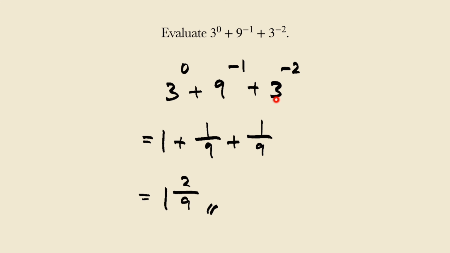Okay, see this? Well, I can write this as 1 over 3 squared. Notice the power negative 2 becomes power positive 2. So 1 over 3 squared. What's 1 over 3 squared? 1 over 9 as well. So just use your normal addition of fractions. 1 over 9 plus 1 over 9 is 2 over 9. And that is the answer, evaluated.